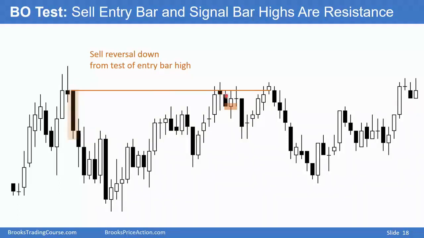Bears will be selling up there, or they'll sell on a reversal down, especially below a bear bar. Breaking above the top of the sell entry bar, traders will sell either at that price or on a reversal down.